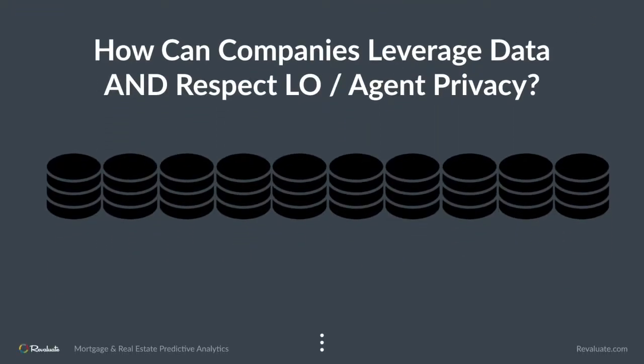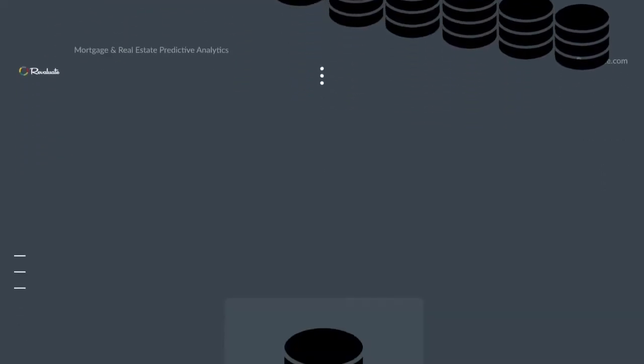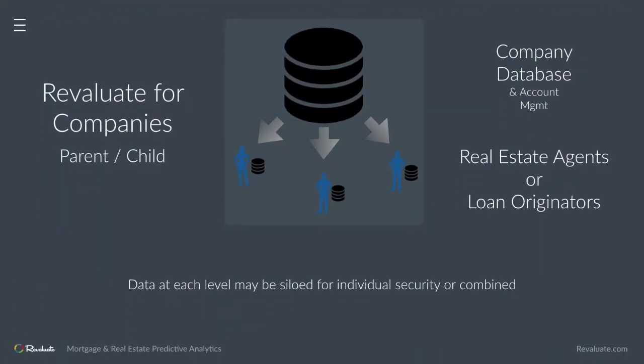Okay? So the big question, from the C-level standpoint, when you're looking at implementing Revaluate, is how can you leverage all of this data that all of your LOs and all of your real estate agents have, along with your own corporate data, and respect privacy, right? And respect their boundaries, with what they want you to see and what you want to be able to provide for them. And so Revaluate has created a really special program for that, and we call it parent-child.